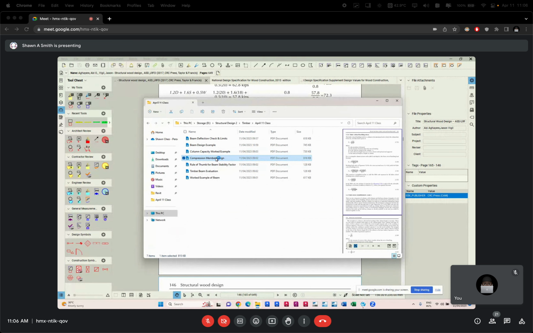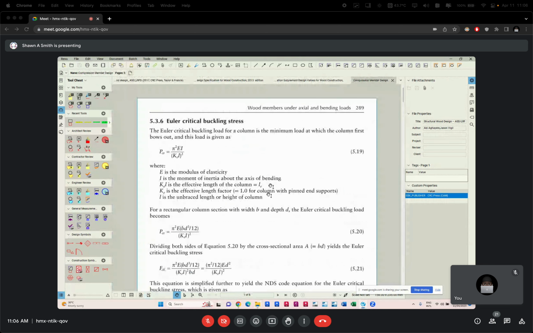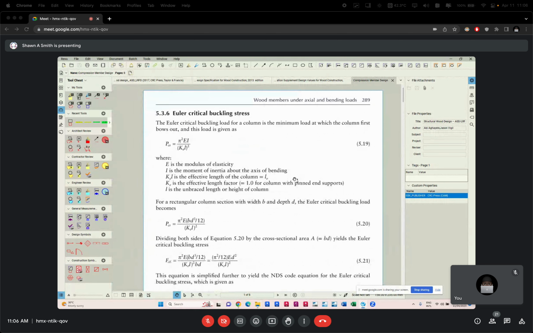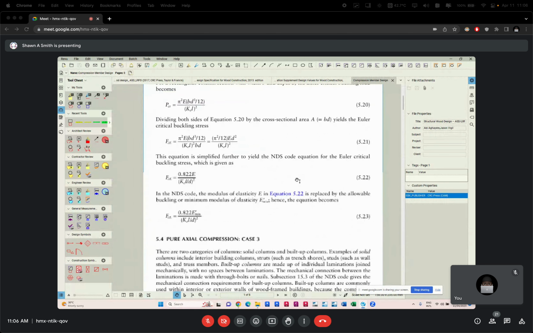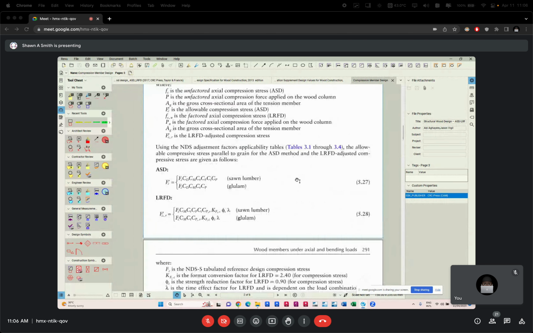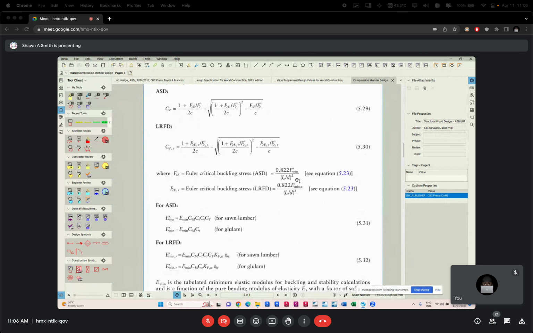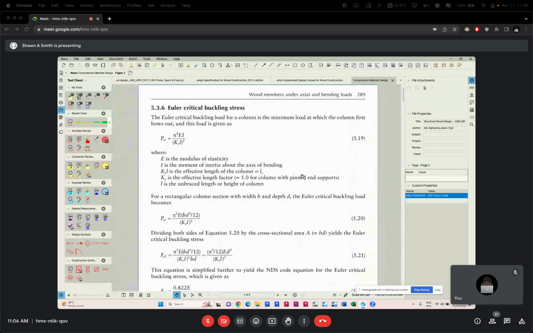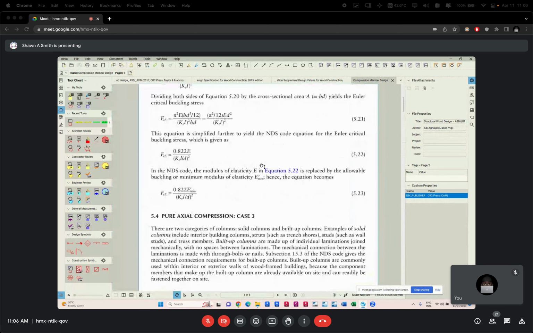So columns should be relatively small, short, because there's no deflection in these columns. Here we'll have the critical formula. Here we'll have the critical buckling stress. All right.